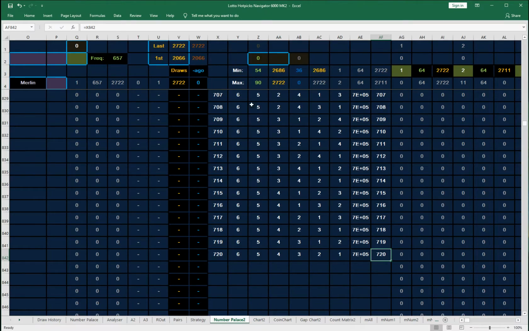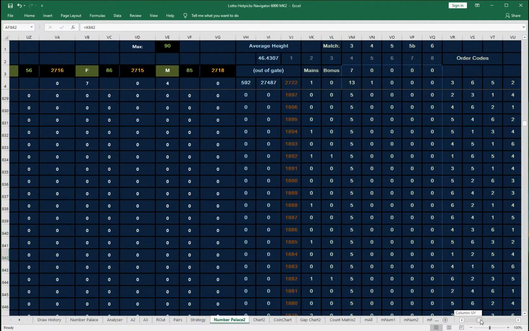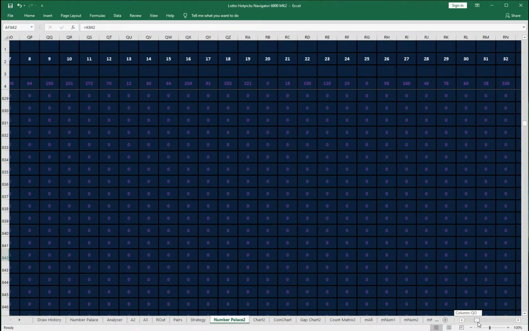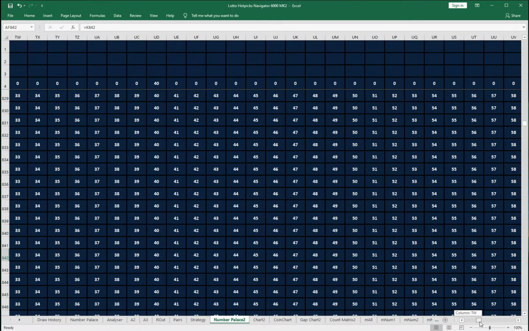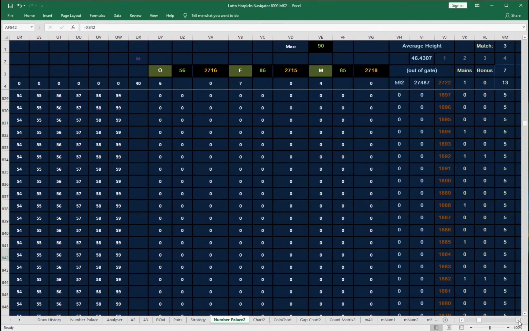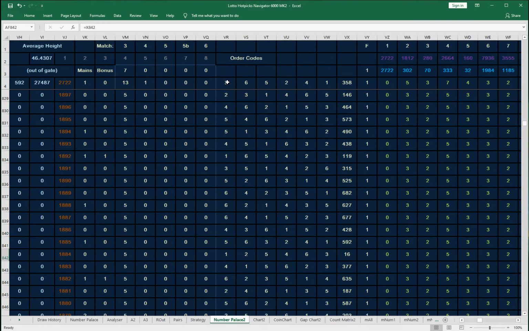For each combination, oh god damn it, I can land on it. It's such a huge spreadsheet. It's hard to navigate. But anyway, here's the order codes. So the most recent combination, they came out in this order.